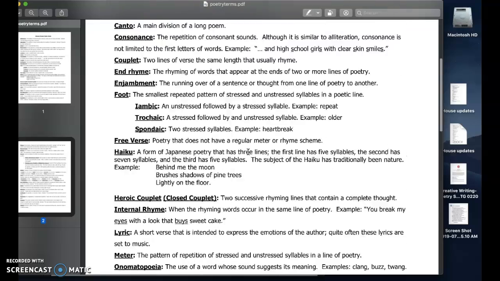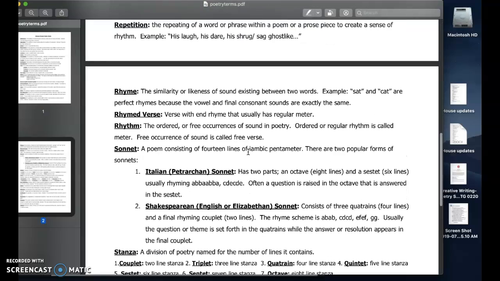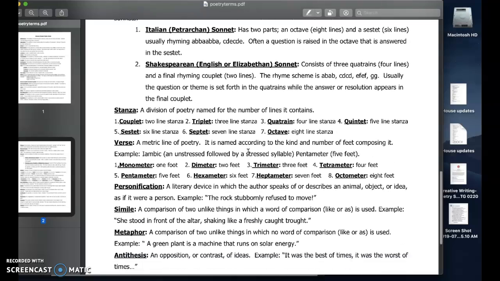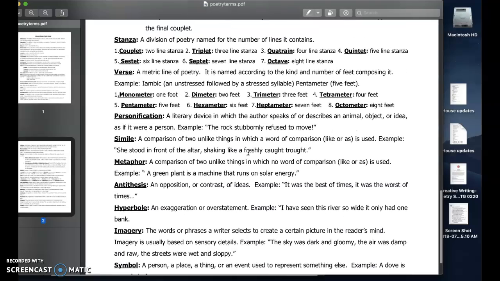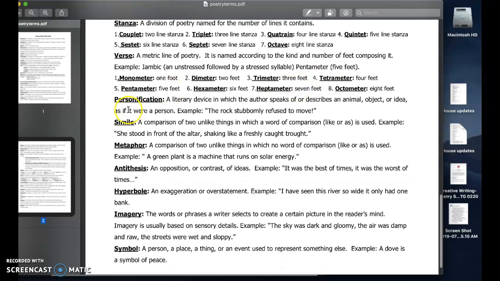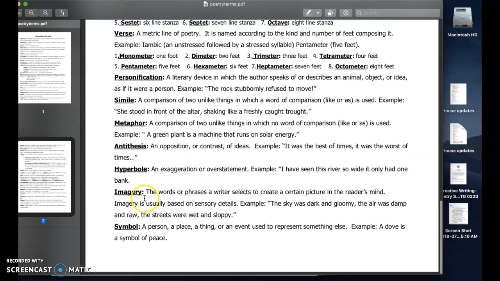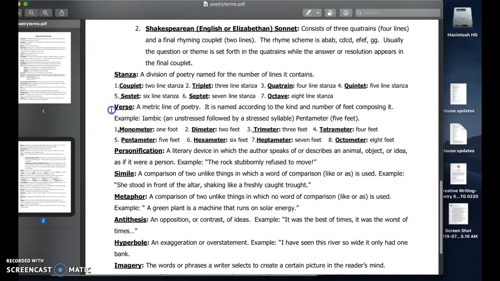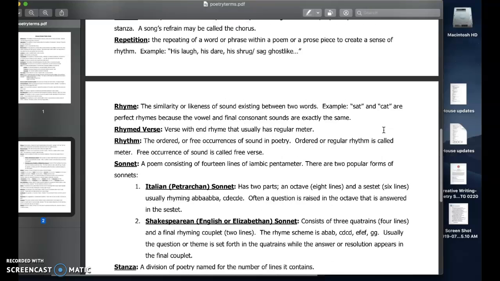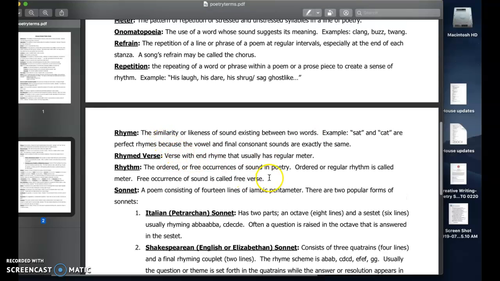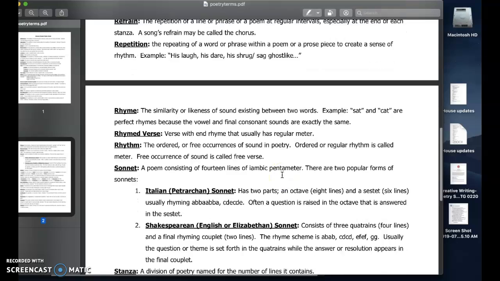These are probably the most common literary terms that are associated with poetry, ones that we'll certainly be using. Some are very self-explanatory, like we've been talking about stanzas. That's the division of poetry named for the number of lines it contains. We've talked about similes and metaphors. That's something that translates from other literature classes. But we've also begun talking a great deal about imagery. We talk about verse versus a metric line of poetry, and all of these different examples and classifications of verse come in with that too. We've talked about rhyme, but rhyme has a difference from rhythm and so forth.